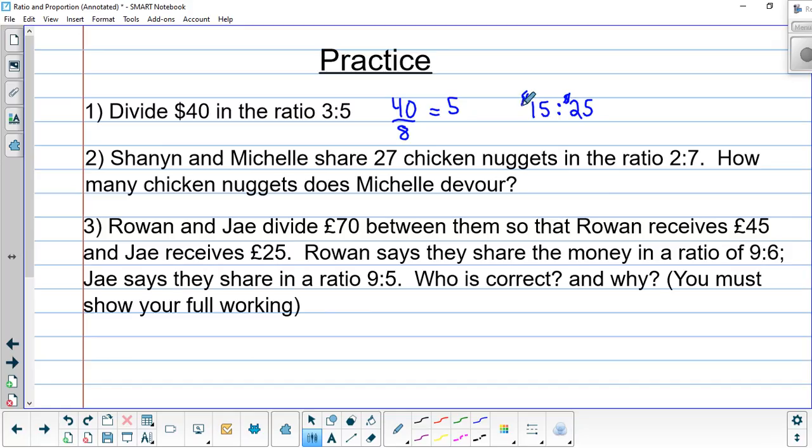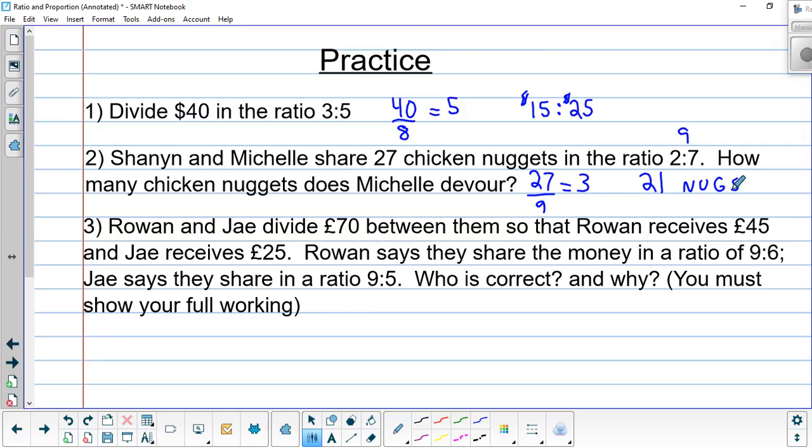Doesn't matter. Shannon and Michelle share 27 chicken nuggets in the ratio 2 to 7. So our total parts are 9. How many chicken nuggets does Michelle devour? So we've got to figure out, well, how many per part, which is 3 per part. So if Michelle gets 7 parts, right? Michelle gets 21 nuggets, or 21 nugs. So I'll just leave them there.